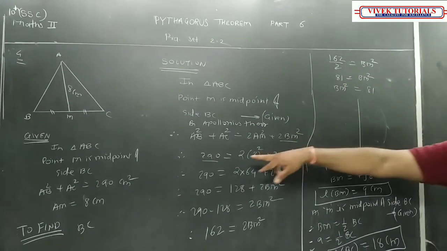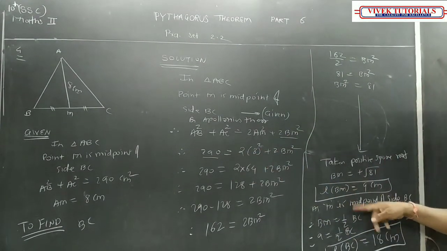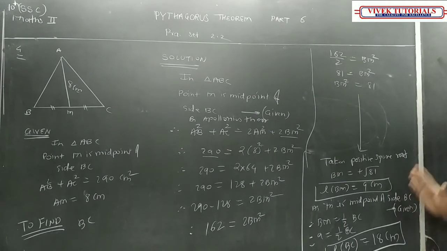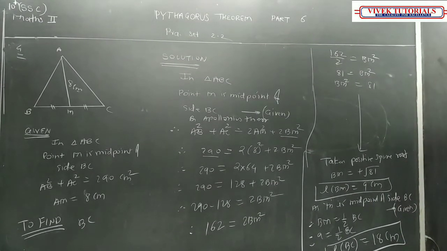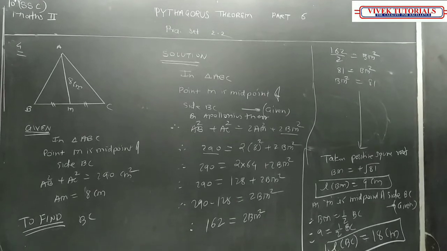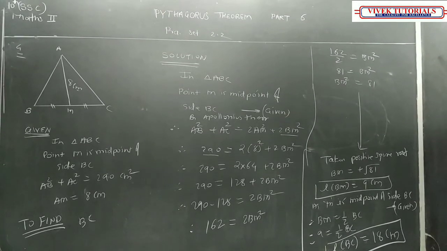Since they have directly given it, we have to use its value. And BM we got. We are asked to find out BC. So simple question. Copy it down properly. If you are not getting it, watch it once again. Okay. Number 5.